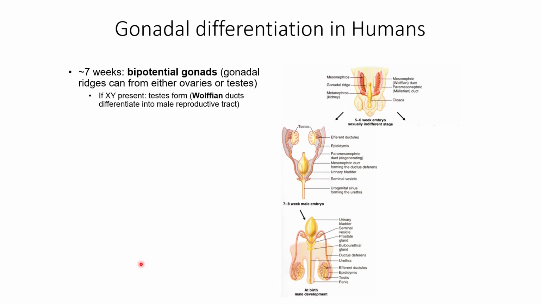If we look at that embryonic development, an embryo at around 7 weeks has what we call bipotential gonads, meaning it has the precursors that could become both testes or ovaries. Those are the Wolffian ducts and the Mullerian ducts. Now, if an individual has a Y chromosome, then around 7 weeks, we start producing that TDF. And that TDF causes the Wolffian ducts to start differentiating and growing and dividing.